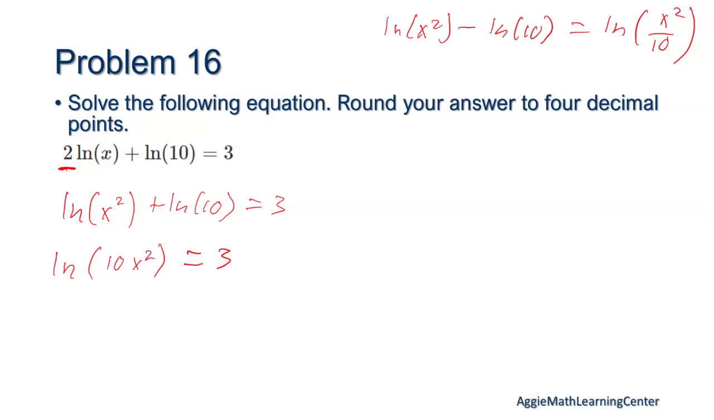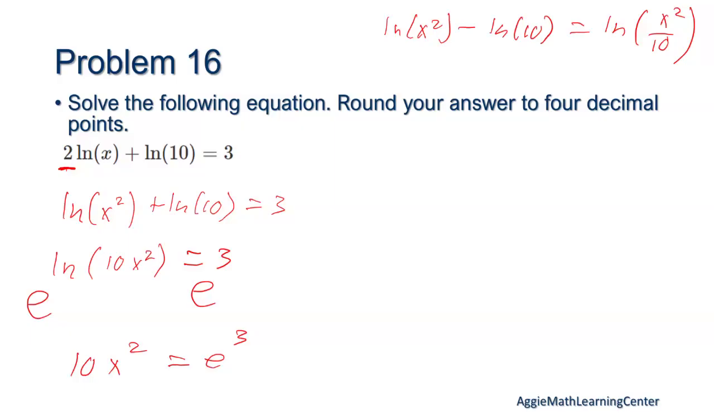Now to undo a log function, you raise it to the power of whatever the base is. Natural log is log base e. So on this side, we're going to do e to that power, and e to the power of 3 there. The e and the natural log will cancel out, and you get 10x squared equals e cubed.